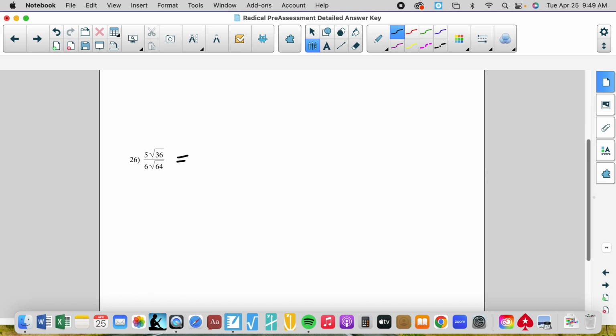5 rad 36 over 6 rad 64. Again, perfect squares. This is not fun. We can cancel the 6's, and this gives us 5 over 8. If we don't rationalize any of these, I'm going to be very disappointed. Yes. Ask and you shall receive.